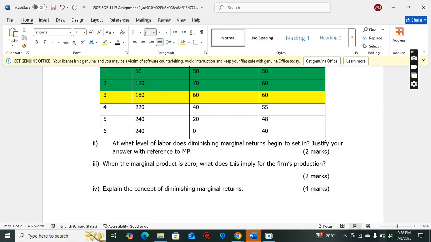That's a good observation. Yes, total output will actually continue reducing at this point here. So, now put it as an answer to that part: what does this imply for a firm's production?